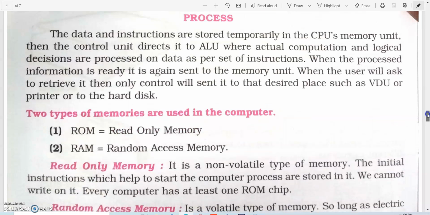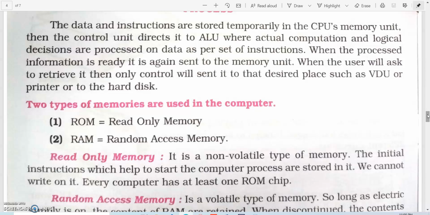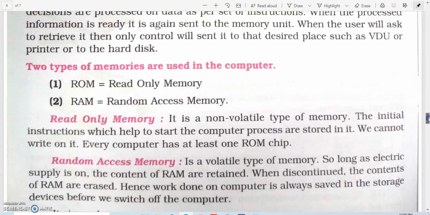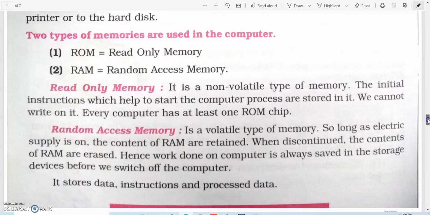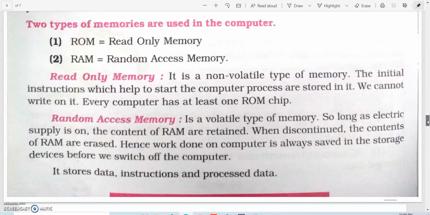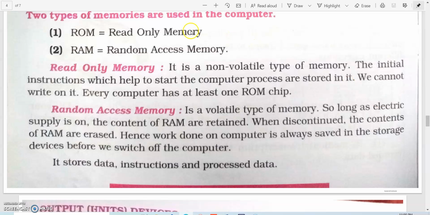The ALU has the function to calculate arithmetic and logical operations. The control unit is used to control the function of both the ALU and the memory unit, and the memory unit is used to store data. Now we will see the types of memory. There are two main types of memory: primary memory and secondary memory.